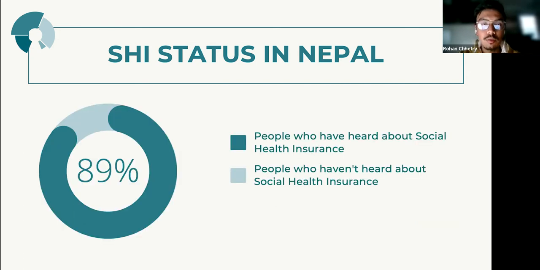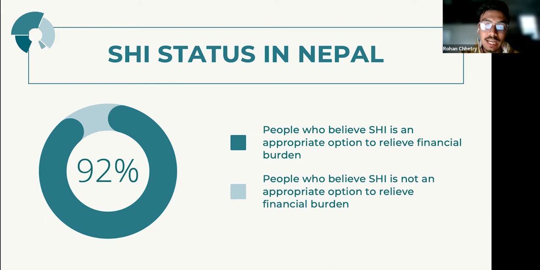Well, now let's talk about what people think about social health insurance in Nepal. 89% of the people know about social health insurance schemes, and 92% of people believe social health insurance is an appropriate option to relieve the financial burden.